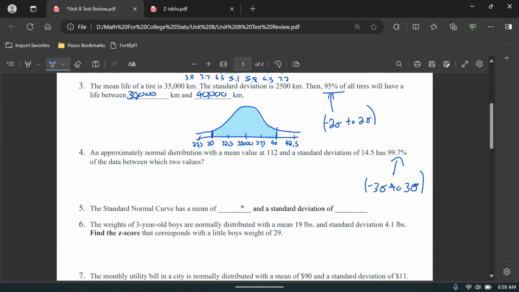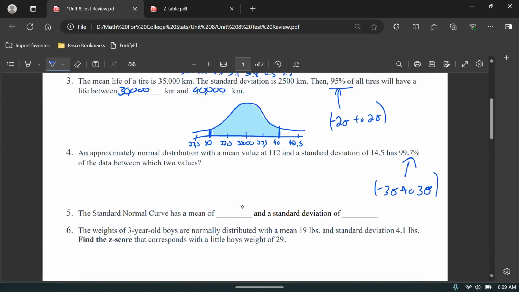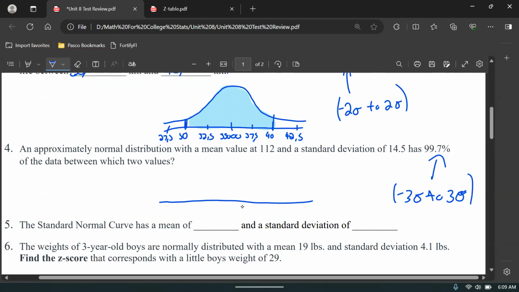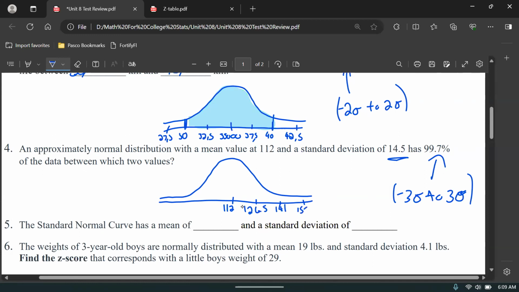We have now the distribution, means 112, standard deviation is 14.5. So we'll look at that one. All right, so we have 112. And of course, again, 14.5 is what we're going to add. So 112 plus 14.5. We're going to have 1, 2, 3. 126.5, 141, and then 155.5.